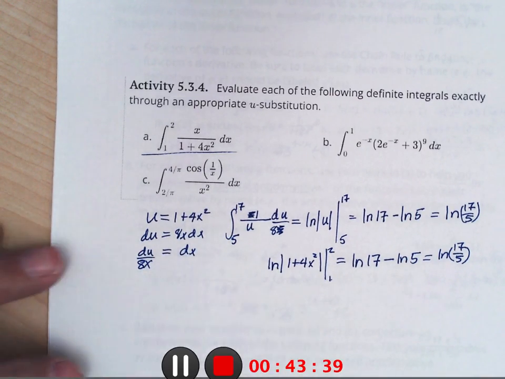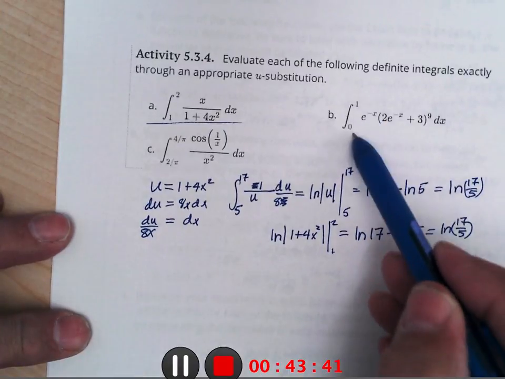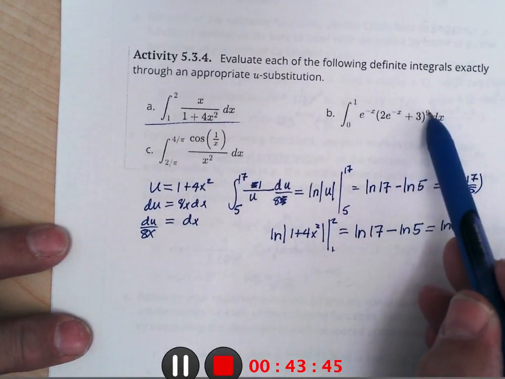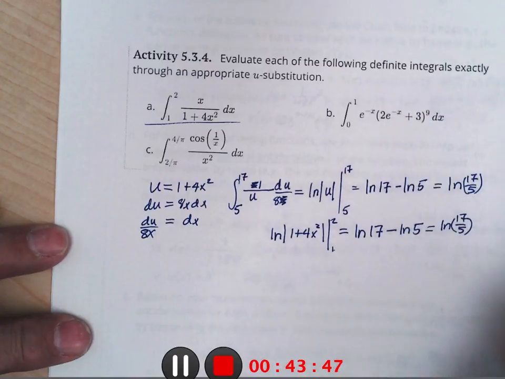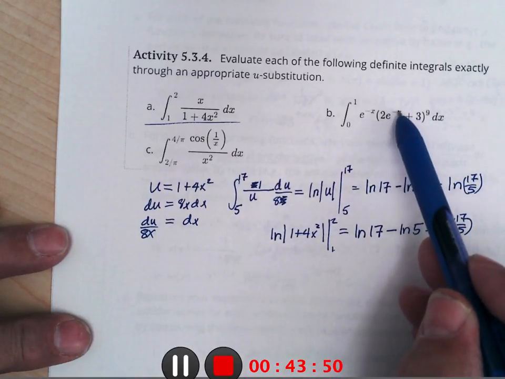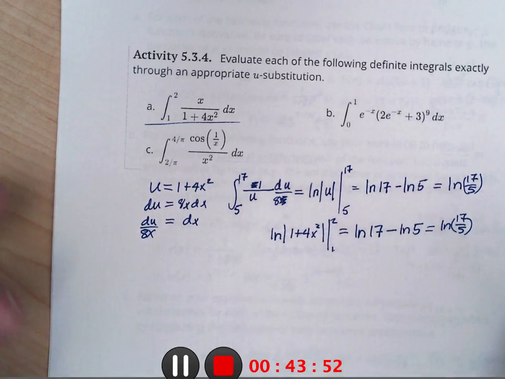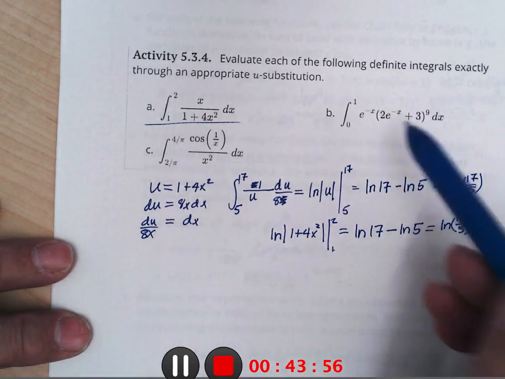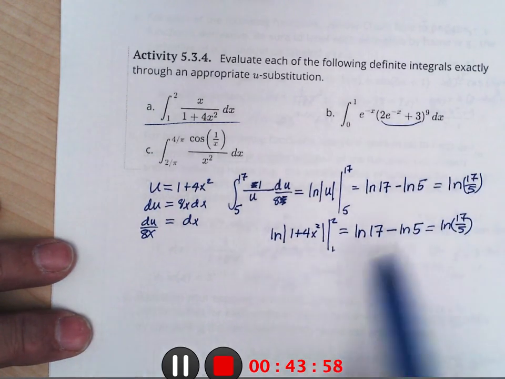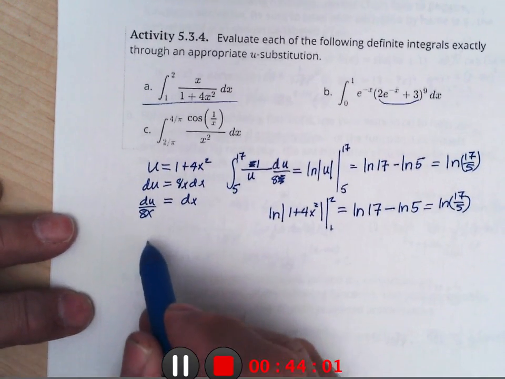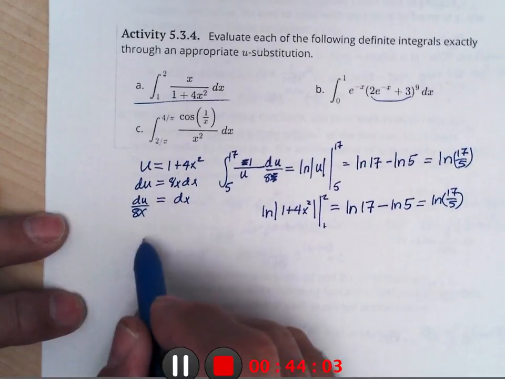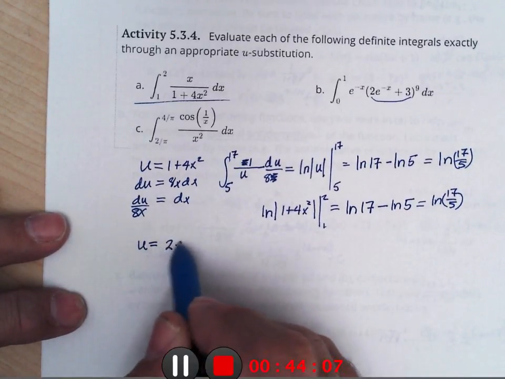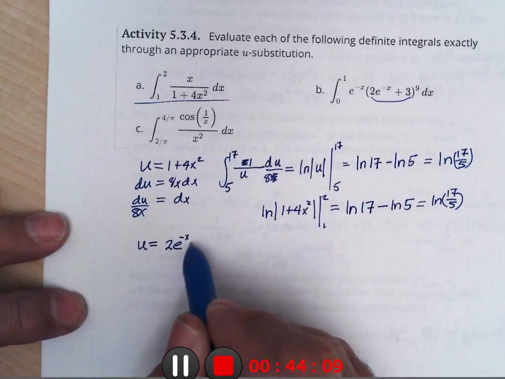Okay, b. Well, look at this stuff to the 9th. However, the derivative of 3 is going to be gone. The derivative of e to the negative x is going to produce an e to the negative x, which will probably go in the denominator and cancel that. So I'm going to let u be this messy stuff. So we're going to let u be 2e to the minus x plus 3.